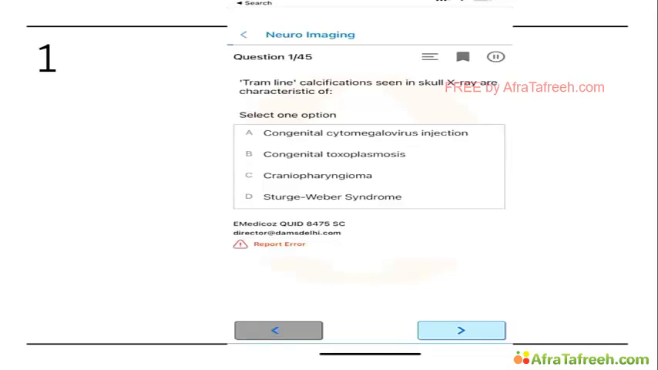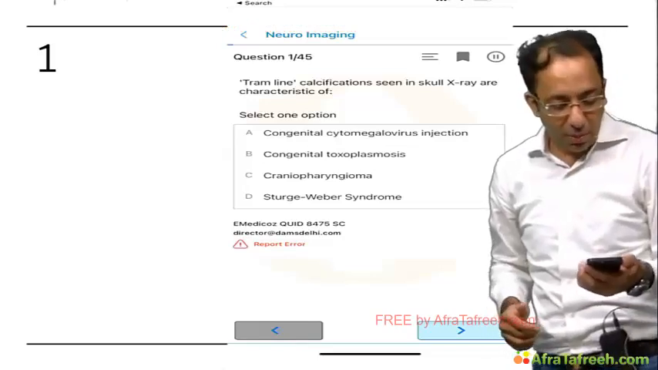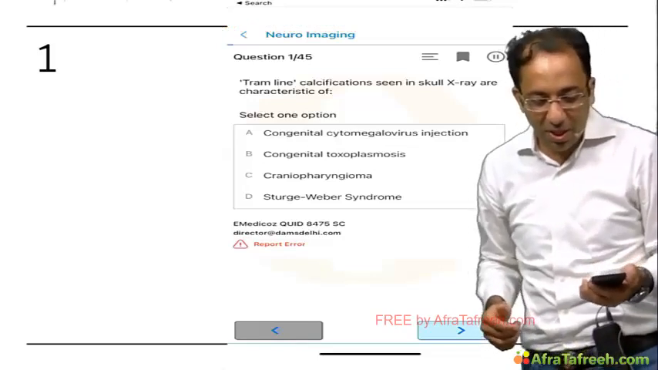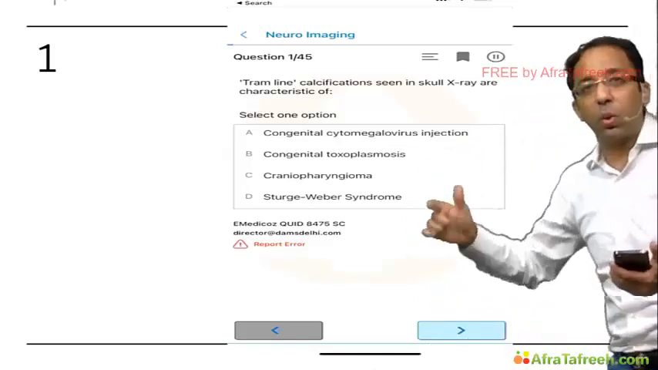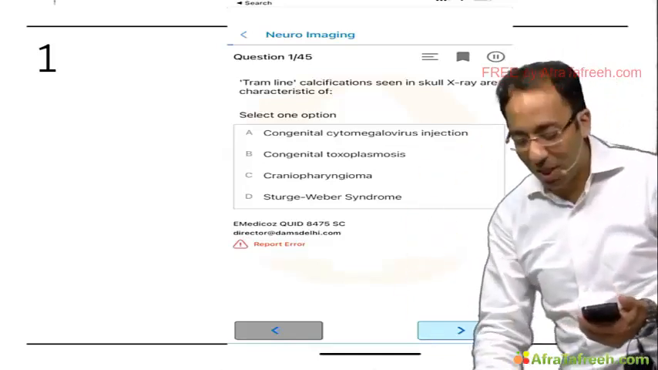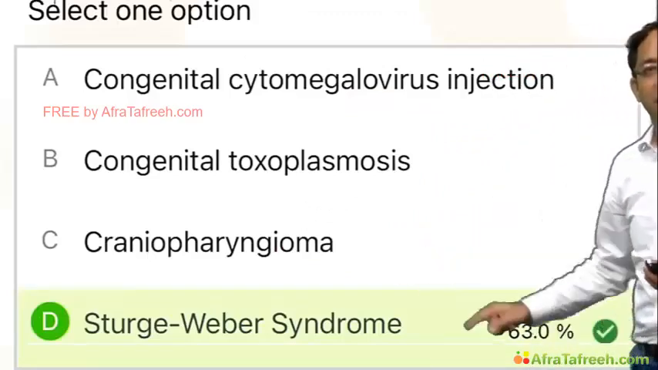Tram track calcification on the skull X-ray is seen in. Anybody, what is your answer? Tram track calcifications. A, B, C, D: Cytomegalovirus, toxoplasma, craniopharyngioma, Sturge-Weber. So we already know tram track appearance on skull X-ray is seen in Sturge-Weber syndrome. That is the correct answer.